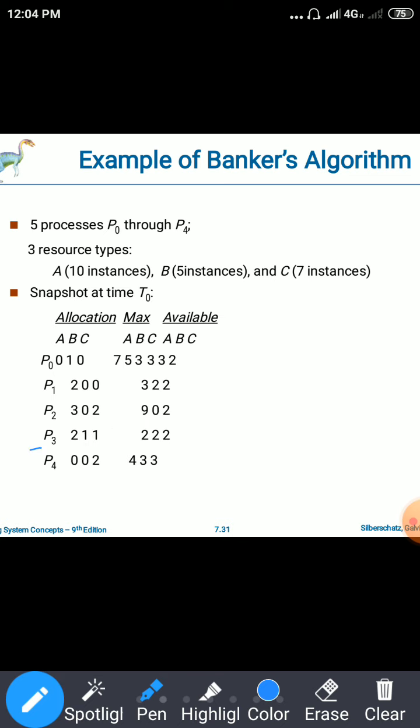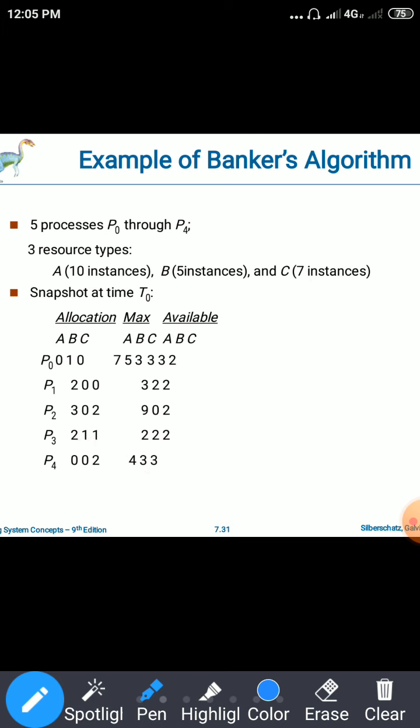Similarly for P3, what is the maximum requirement? The maximum requirement is 222, so it requires 2 instances of A, 2 instances of B, 2 instances of C. Out of 222 only 211 are allocated, meaning 2 instances of A, 1 instance of B, and 1 instance of C are allocated to P3. Similarly for P4, 433 is the maximum requirement, but out of 433 only 002 are currently allocated.